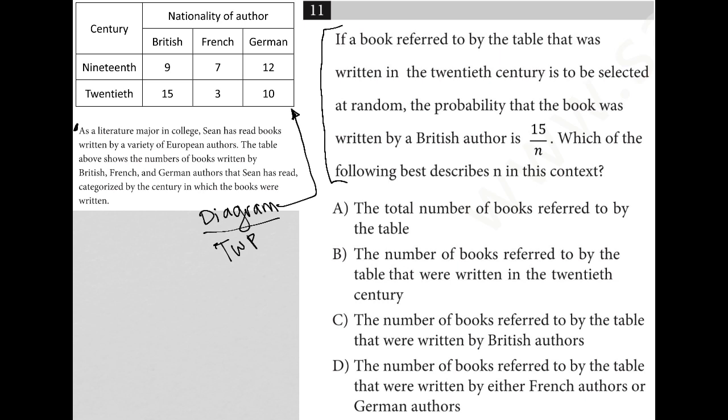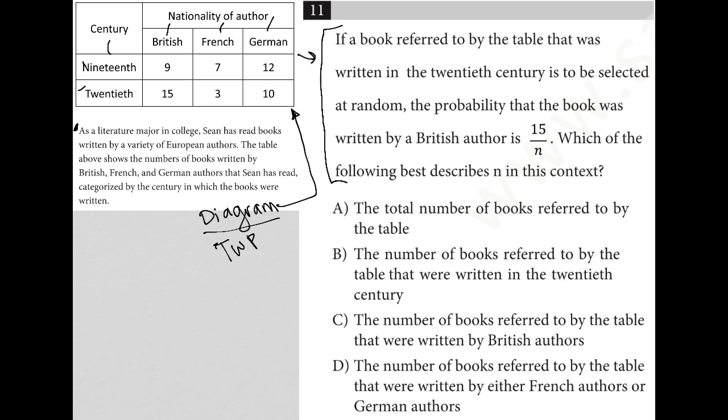So the information under the table says, as a literature major in college, Sean has read books written by a variety of European authors. The table above shows the numbers of books written by British, French, and German authors that Sean has read, categorized by the century in which the books were written. Okay, so I see exactly what we just read there, right? So I see the century, so we have 19th century and 20th century, and then the nationality of the author, British, French, or German. So let's look at the actual question here.